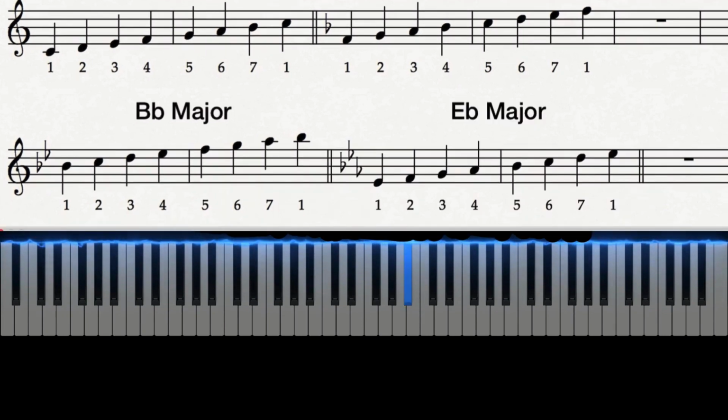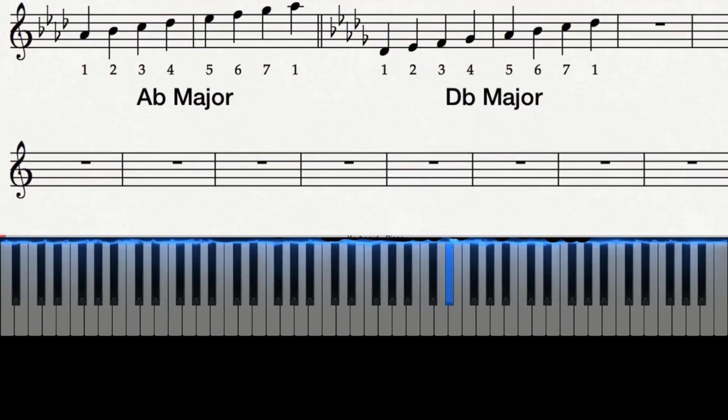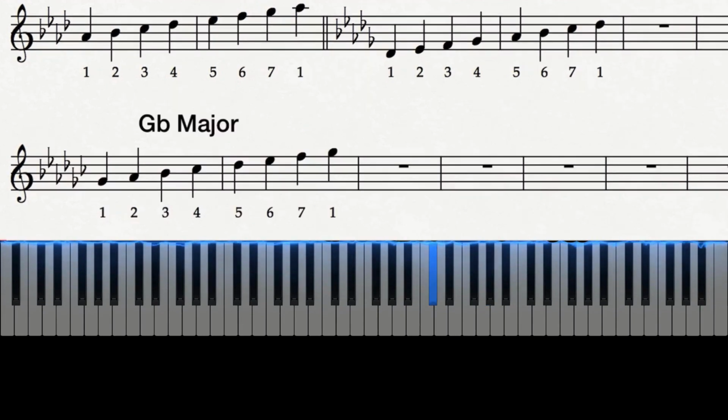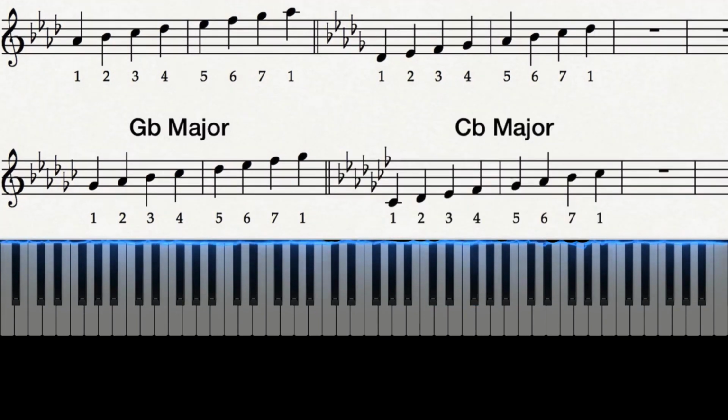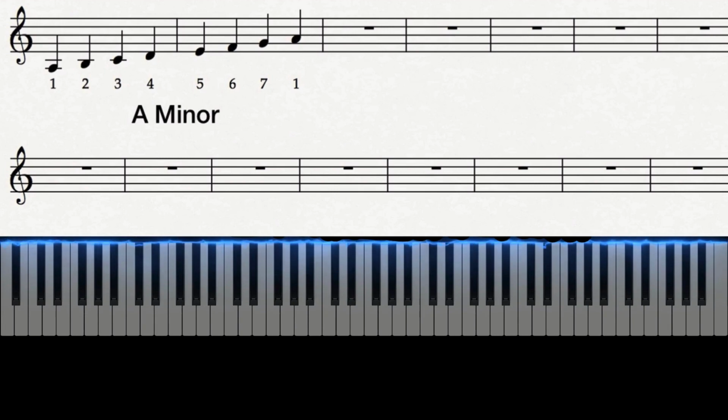Then, E flat major has 3 flats. Then, A flat major has 4 flats. D flat major has 5 flats. G flat major has 6 flats. And then, C flat major has 7 flats. So using the circle of fifths, you can find out how many sharps or flats a key has.